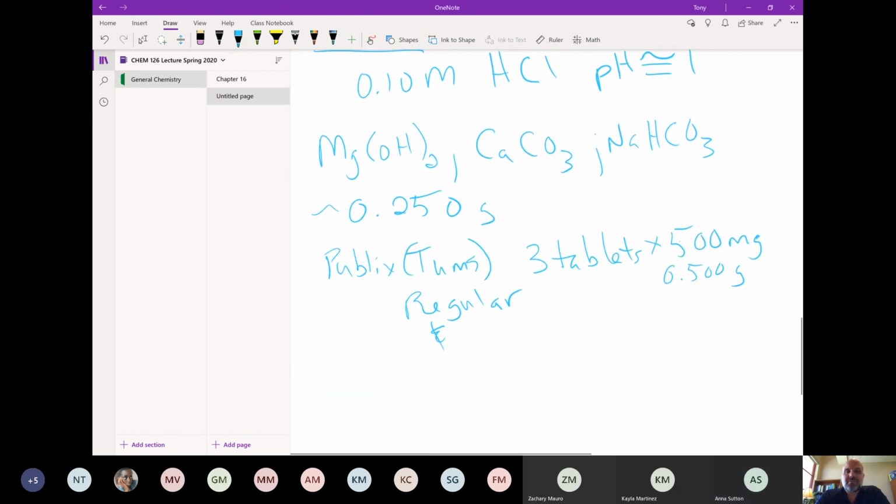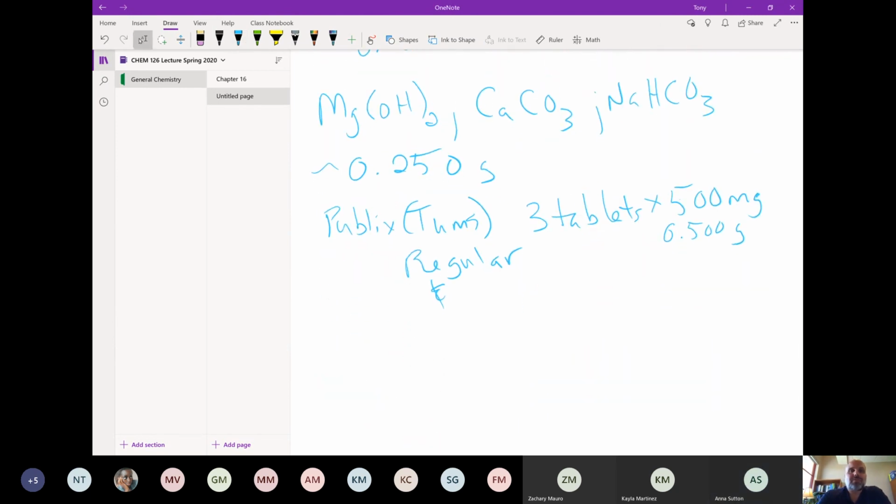Okay. All right. So what I was saying is, we're going to test the different concentrations of magnesium hydroxide, calcium carbonate, and sodium bicarbonate, recognizing that we're only using 0.250 grams of each of these. And then we're going to be using the Publix brand of Tums, 3 tablets of 500 milligrams, which is 0.500 grams each. So we have a total of 1.500 grams there. And we're also going to be using the ultra strength.